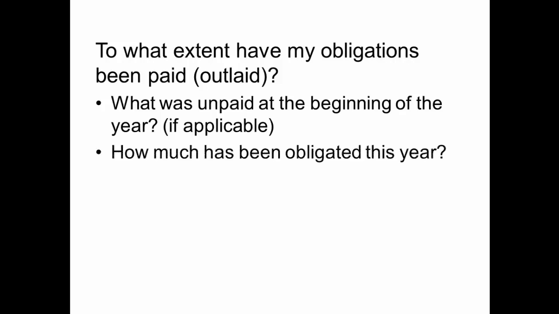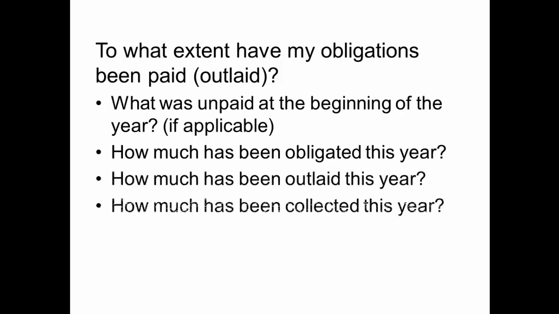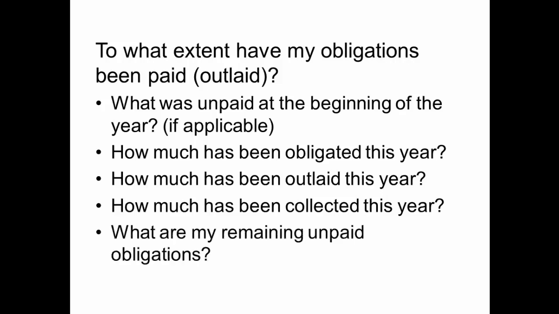Then we'll see how much has been obligated this year. This is just a summary of the information we just saw in the 2000 series lines. Next, we'll find out how much has been paid or outlaid this year and how much has been collected. Finally, the report calculates your remaining unpaid obligations. Let's look at the lines in more detail.